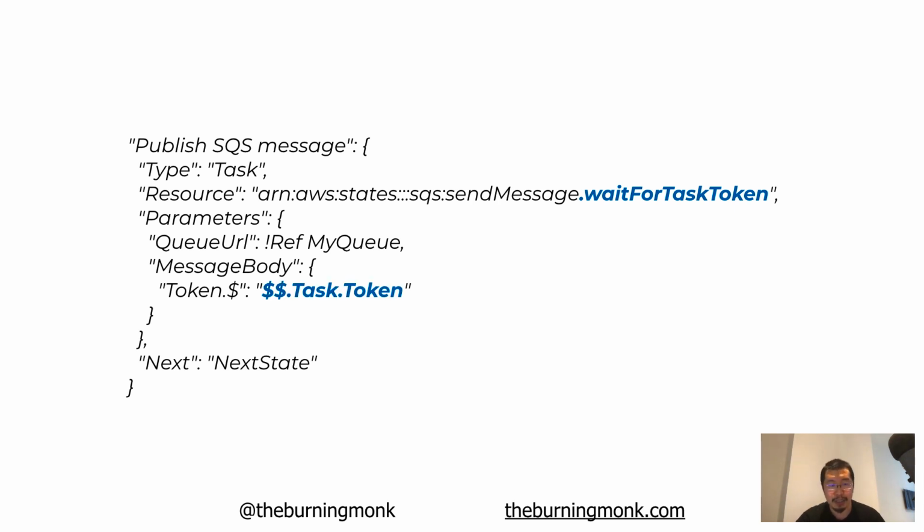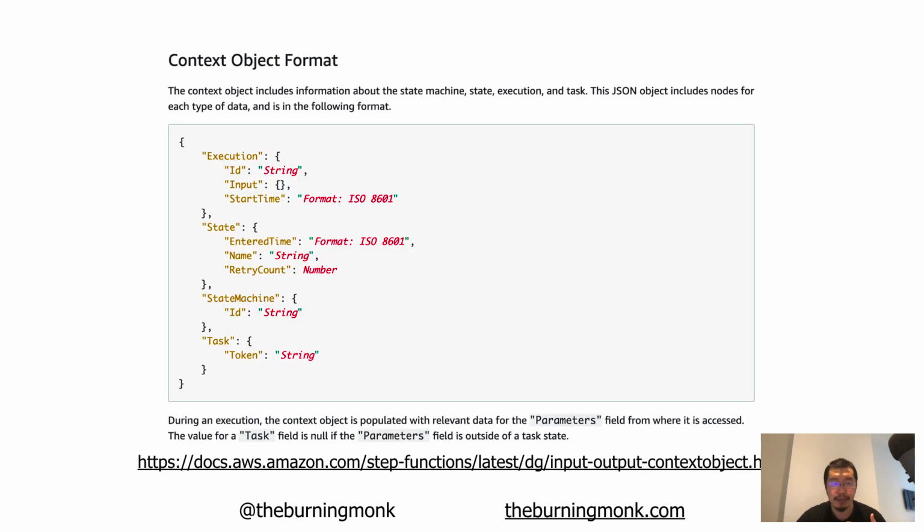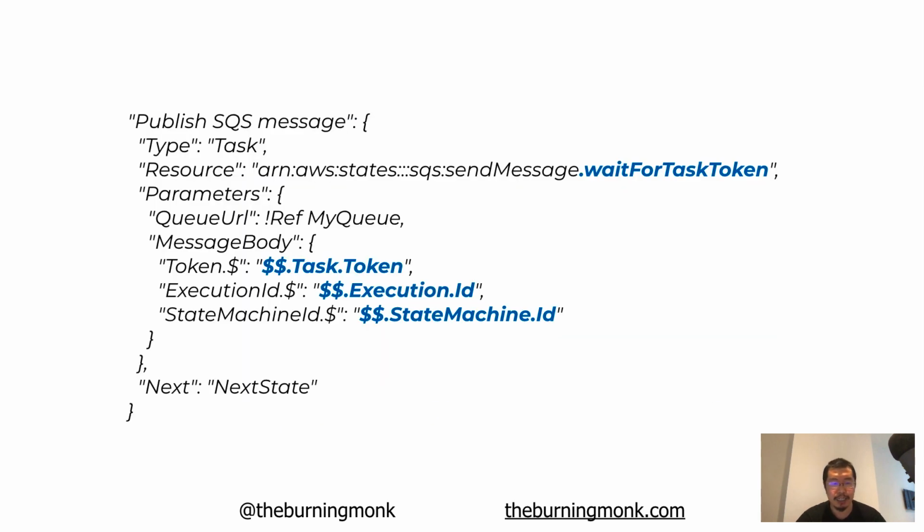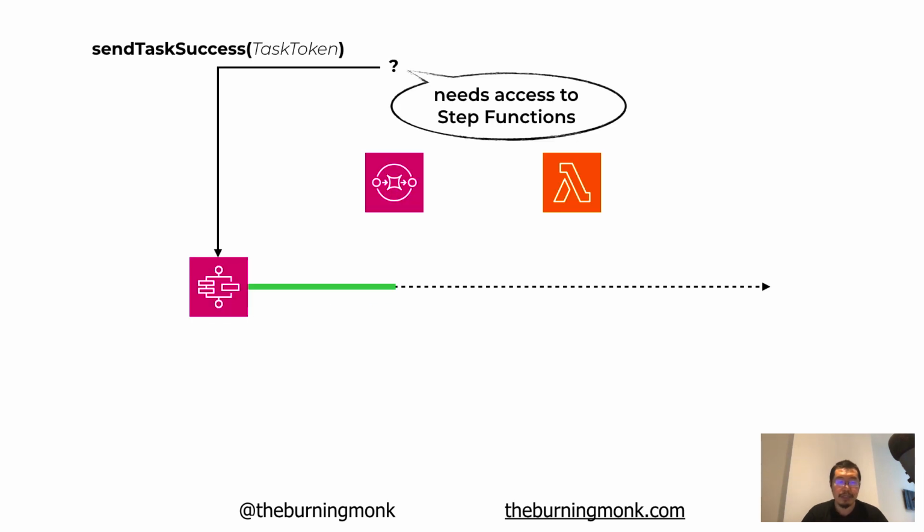And to get that task token itself and put it into the message into SQS, we can use the $$ notation to access the current execution context, which contains a bunch of other information like the state or the execution ID, input, start time, the ID for the state machine, etc., as well as the task token that we're looking for here. The downside for this approach is that whoever is processing our messages needs to have access to step functions in our environment, which is fine when it's something that's running in our AWS account.